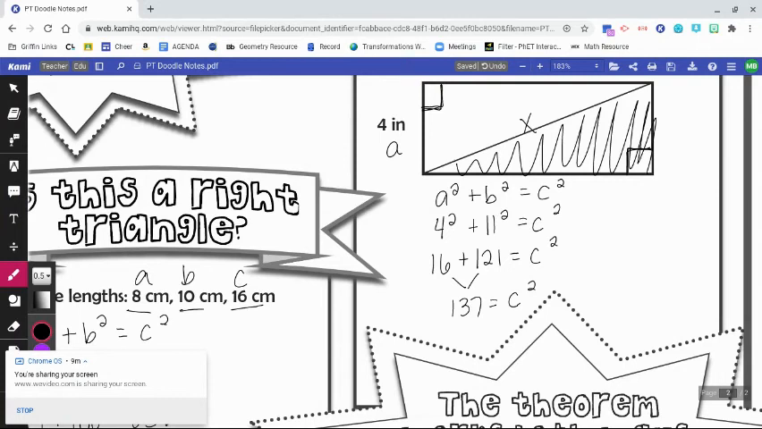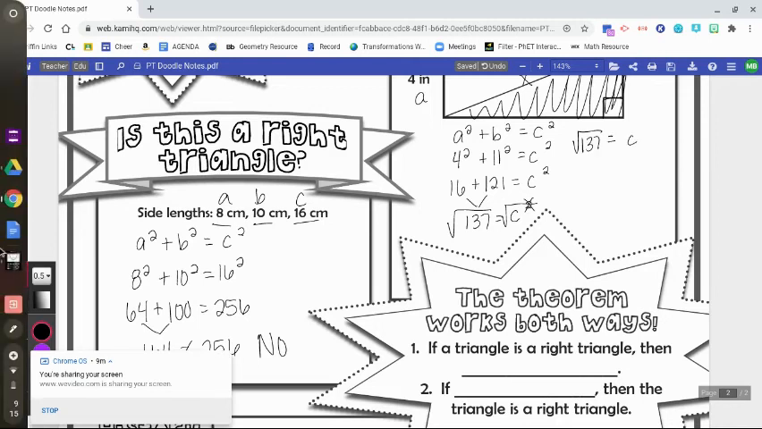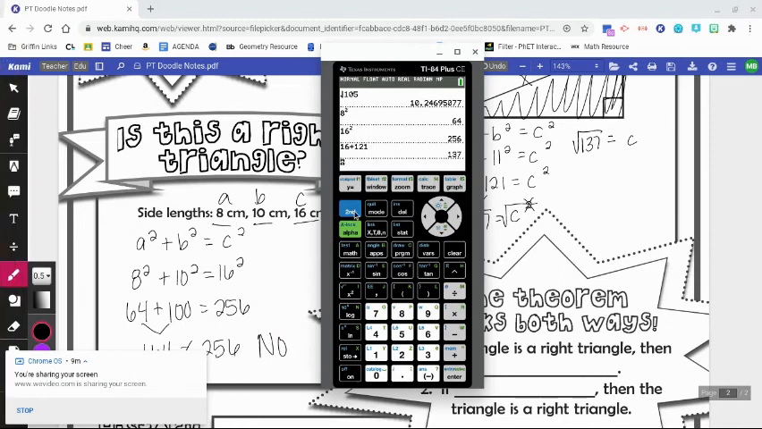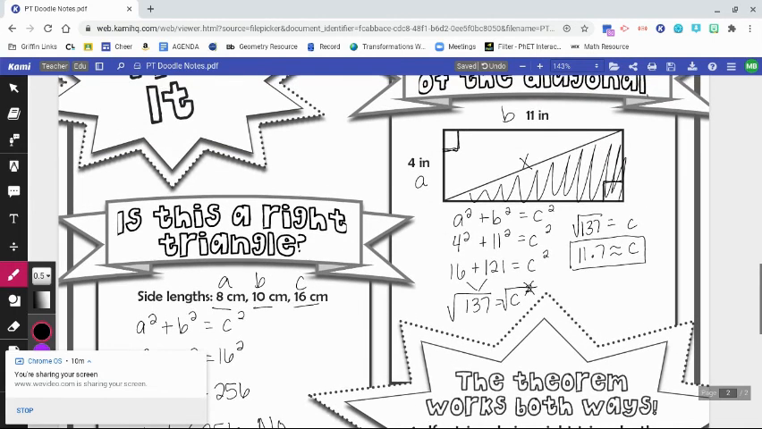To get c by itself, I have to use inverse operations. The inverse of an exponent of 2 is to take the square root, and I have to take the square root of both sides. So I know that the square root of 137 is equivalent to the length of the hypotenuse. So the square root of 137 gives us approximately 11.7. Which makes sense because 11.7 is larger than both the legs.